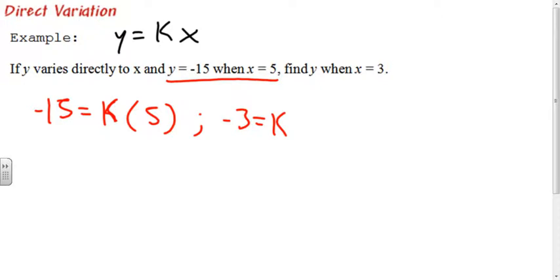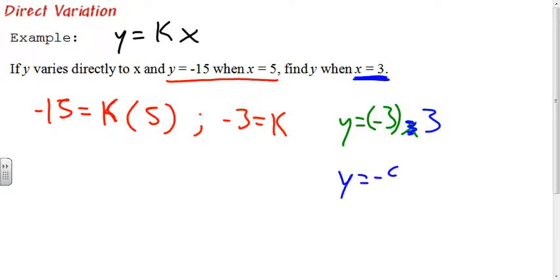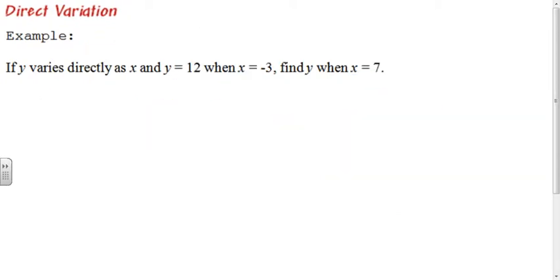So we would say then y equals negative 3, that's our k value, times x. And we would plug in x equals 3 right here. Y equals negative 3 times 3, so y equals negative 9. Try that one more time.